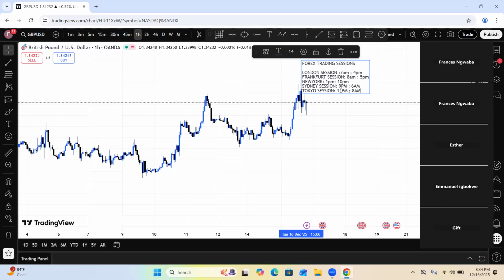Based on Nigerian time, the London session opens by 7 a.m. The Frankfurt session opens by 8 a.m. The New York session opens by 1 p.m. The Sydney session opens by 9 p.m. The Tokyo session opens by 11 p.m. And when two or more sessions are open, there's always volatility in the market. You understand? So when two sessions are open at the same time, we have volatility in the market. Did I make myself clear? Do you guys understand me?